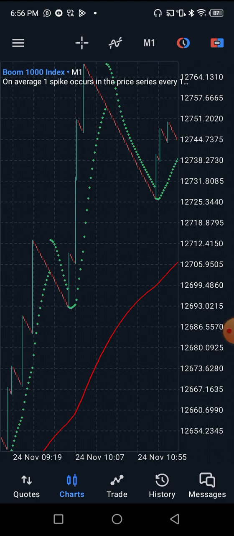Guys, I've come back again with another Vanguard strategy. So in today's video, I'll be showing you this beautiful strategy that you will use to trade spike. You can use it to catch some candlesticks in the markets.